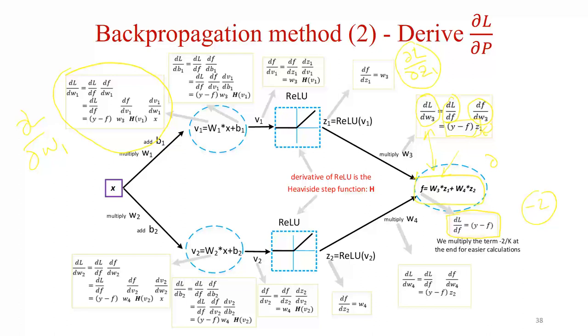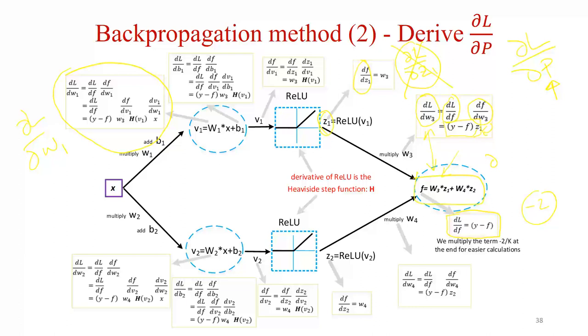And why don't we need it? Because we only need delta L with respect to parameters. Z here is not a parameter, it's an intermediate result. But we need its derivative with respect to Z1, which is right here, because we will use it as an intermediate derivative for the other stages. So delta L over delta Z1 is not needed. What we need is delta F over delta Z1.